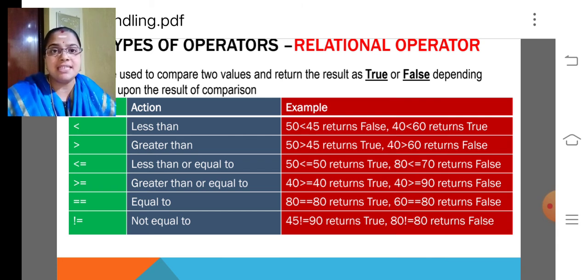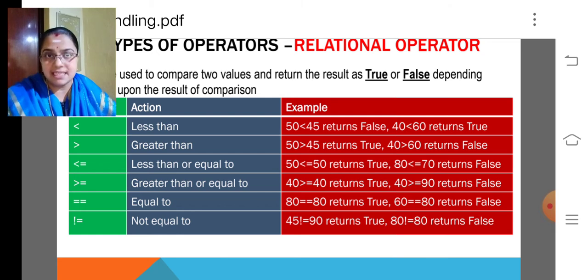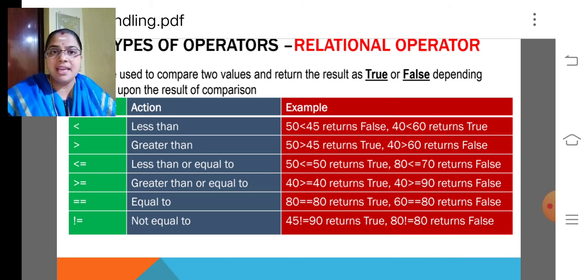There are 6 relational operators: less than, greater than, less than equal, greater than equal, equal equal, not equal. In maths, have you studied less than equal? What is the symbol we use in maths for less than equal? Less than, under that you put a line. But in Python, there is no such key on the keyboard, so less than and equal has to be written in a separate way. Less than equal, greater than equal.